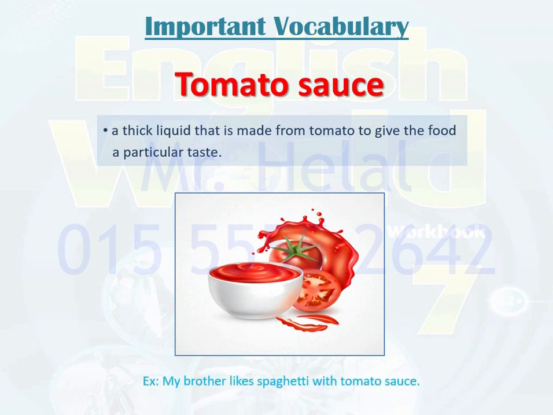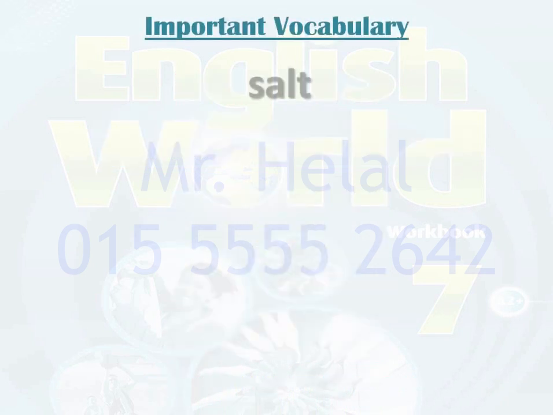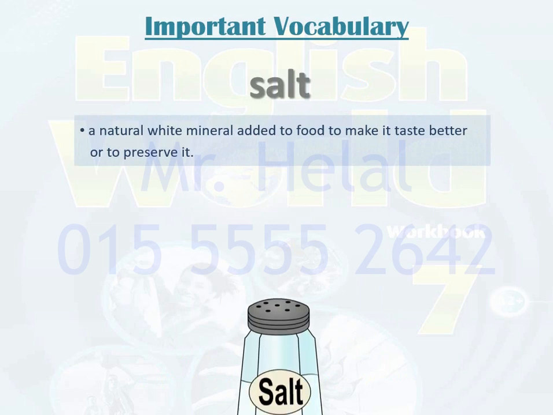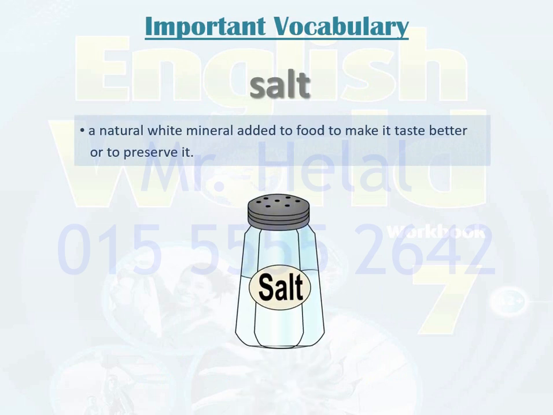Example: My brother likes spaghetti with tomato sauce. يعني أخويا بيحب السباجيتي مع صلصة الطماطم. Salt: a natural white mineral added to food to make it taste better or to preserve it. الملح هو معدن أو مادة طبيعية بيضاء بتضاف للأكل علشان تخليه طعمه أفضل أو علشان تحفظ الأكل.